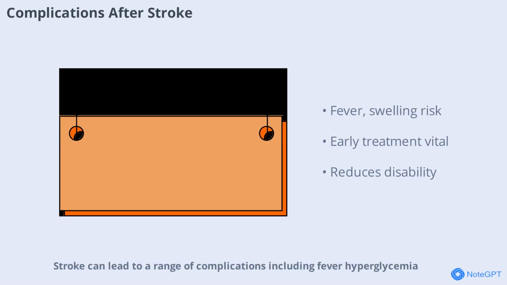Stroke can lead to a range of complications including fever, hyperglycemia, hypertension, swelling, edema, and herniation. These complications can worsen outcomes and may be fatal if not managed properly. Early recognition and treatment of complications are vital for improving recovery and reducing the risk of long-term disability.